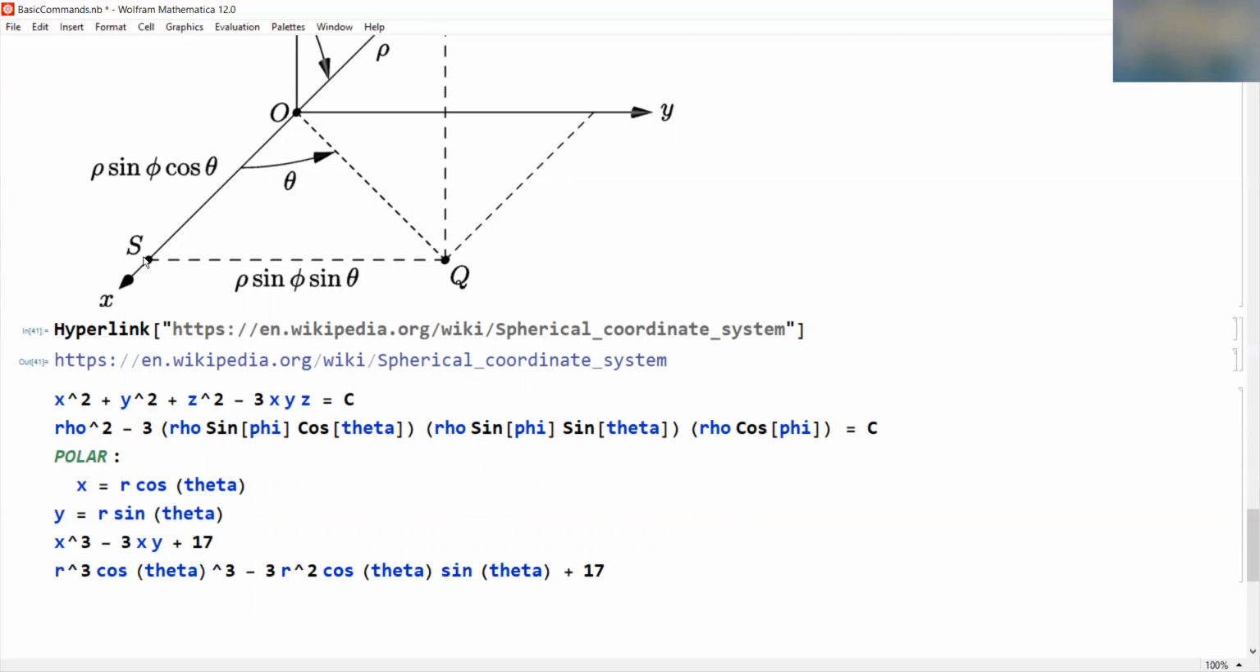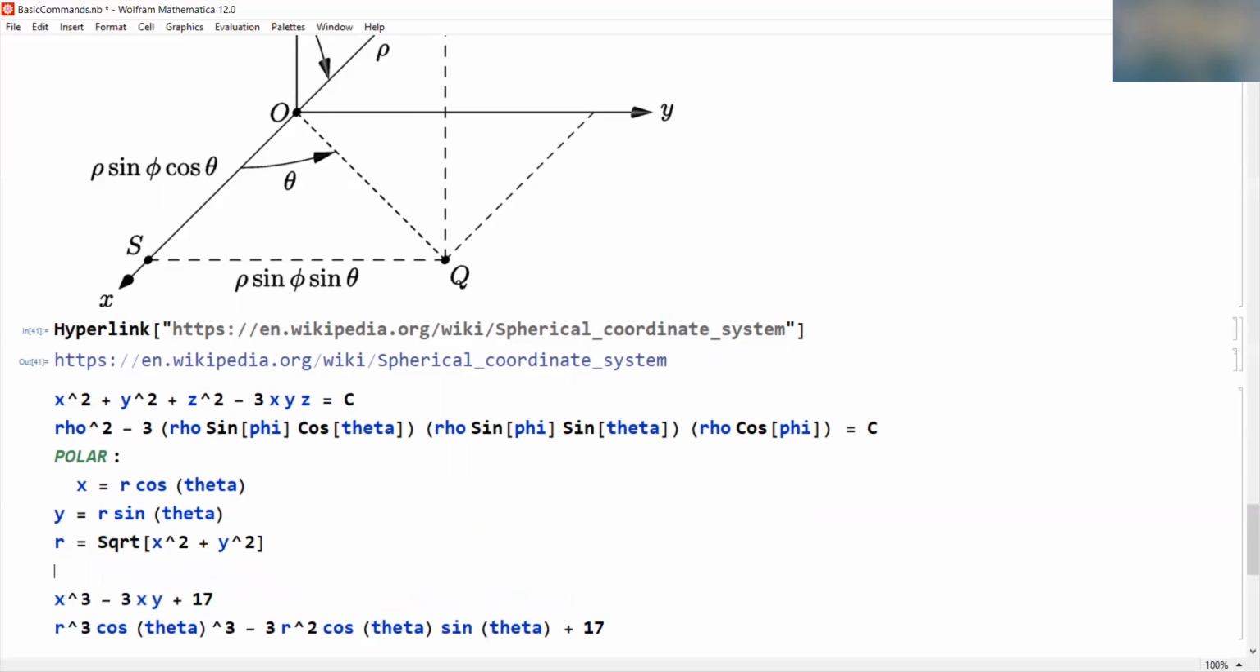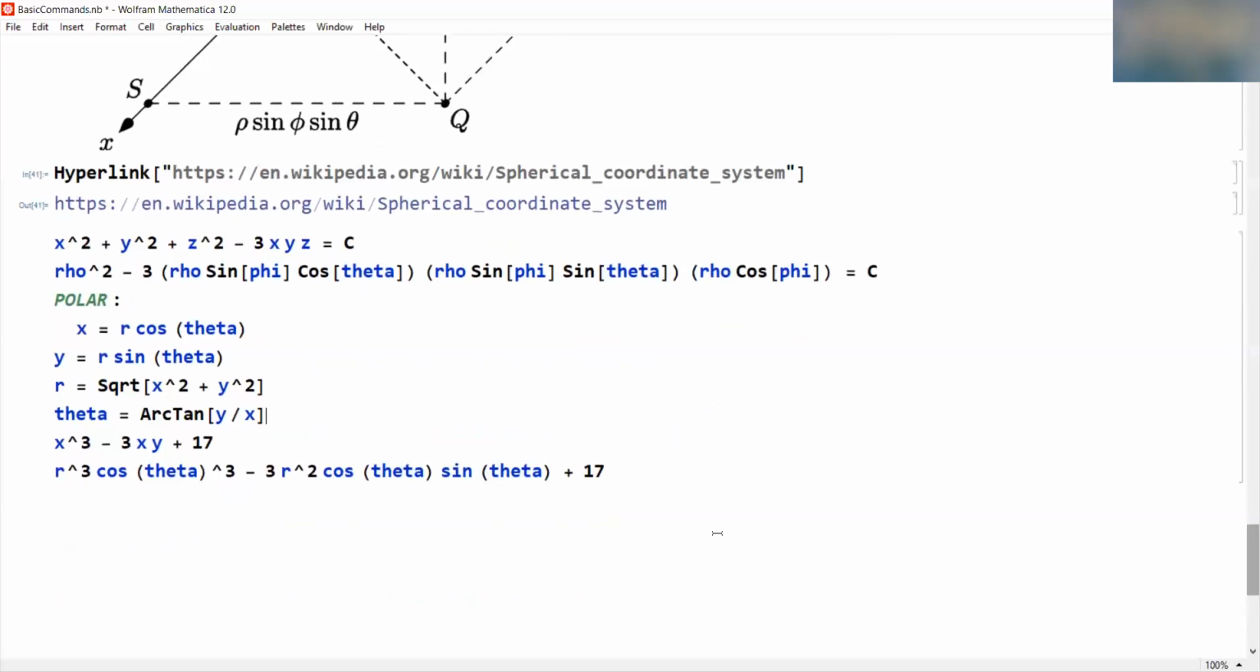So all you need is your conversion table. You can go the other way too. If you want to go the other way, r is equal to the square root of x squared plus y squared, and theta is equal to arctangent of y over x. Okay. Any other questions on conversions?